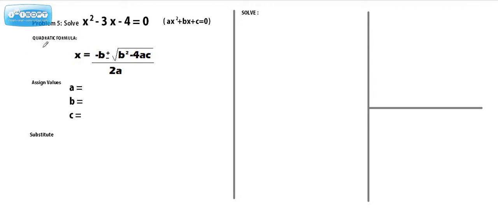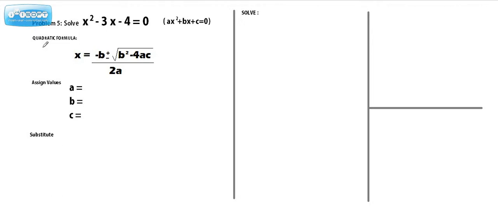But there are actually some more methods that you can use. There's factoring, there's completing the square, and there's graphing. But the quadratic formula is the easiest and simplest way to solve quadratic equations. So let us use the quadratic formula.